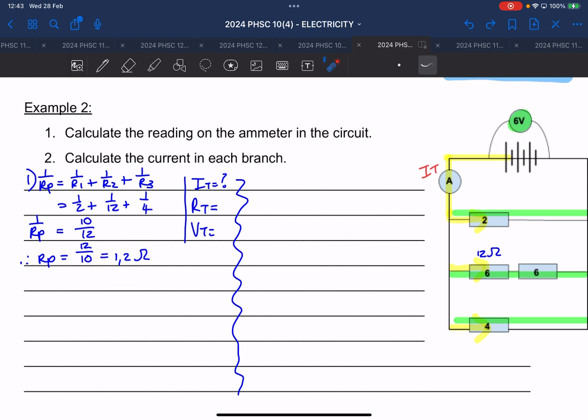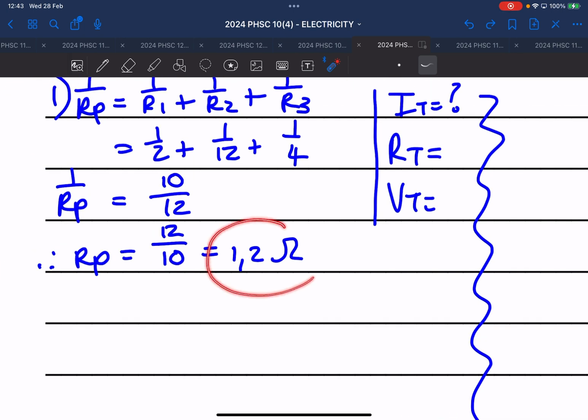And how do you know your answer is more or less on the correct path? If your answer is smaller than the smallest one in parallel. Is 1.2 smaller than 2? Yes, so that is how you know your answer is more or less on the correct path.